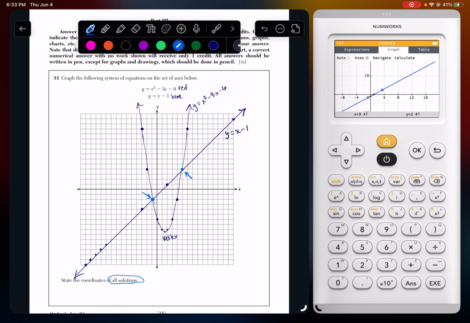So the first intersection is -1, -2. The second intersection is 5, 4. They just said state, so I don't have to explain, I don't have to justify, but I do need to put both if I'm going to get credit. At this point, now I've achieved full credit because I have both graphs graphed precisely, they are labeled, I have both solutions, and I have all key features done on my graph cleanly.